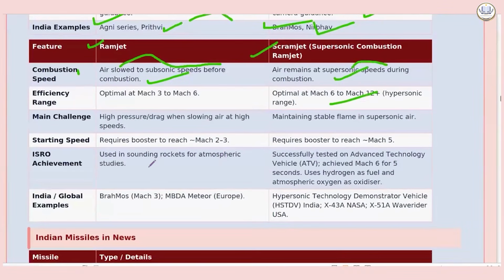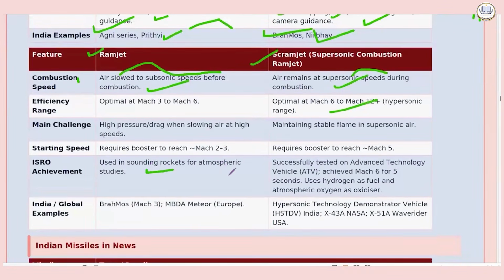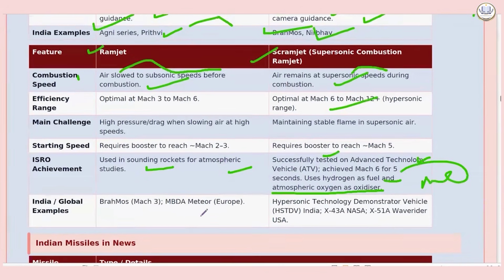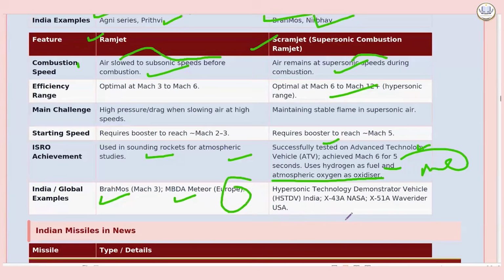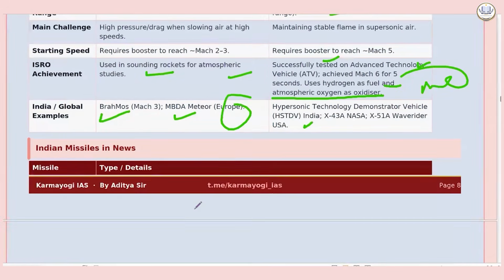So this is what you need to know: ramjet is used in sounding rockets for atmospheric studies, and scramjet was successfully tested on advanced technology vehicles, achieving Mach 6, uses hydrogen as fuel and atmospheric oxygen as oxidizer. So ramjet is used in BrahMos Mach 3 and MBDA Meteor of Europe. And in hypersonic technology, a demonstrator vehicle we had already used.